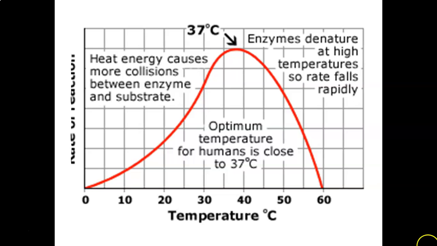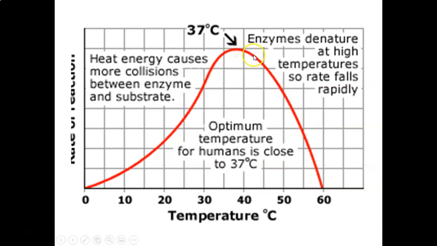So here we have a nice graph modelling what is actually happening. Our environmental factor is temperature along the x-axis and rate of reaction along the y-axis. So what we have here is some enzyme. We can see, starting from 0 degrees Celsius, as you increase the temperature, the rate of reaction increases. Why is that? Because heat energy causes more collisions between the enzyme and the substrate until we reach that optimal temperature. And for a lot of human enzymes, that'll be around 37 degrees Celsius.